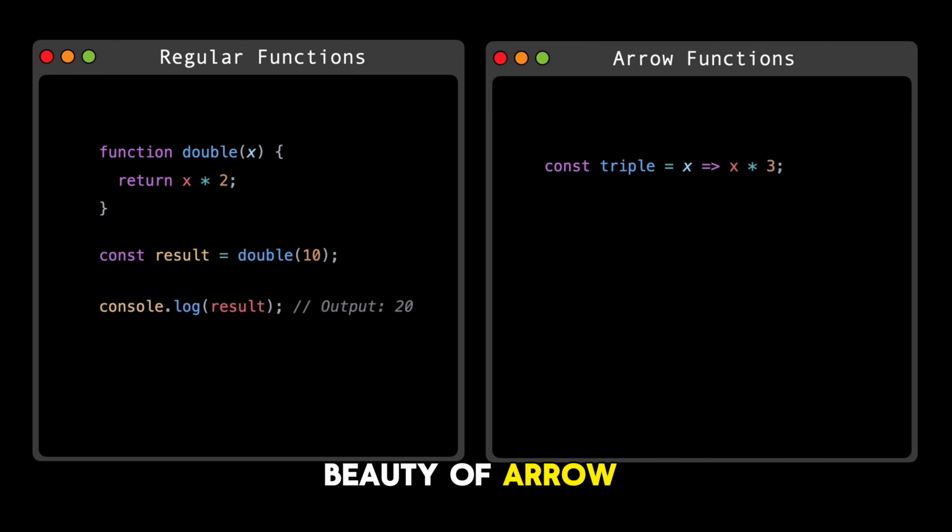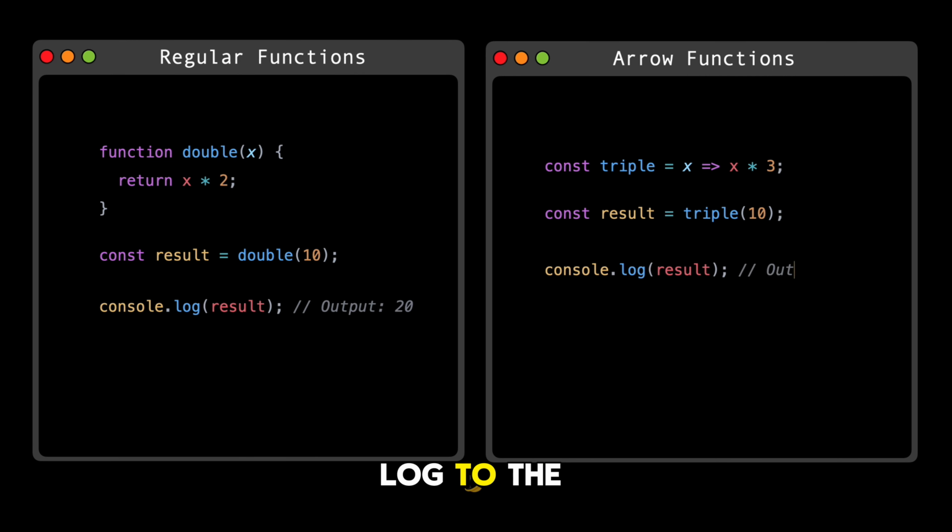This is the beauty of arrow functions. When there's only one expression to evaluate, and that expression should be returned, the return statement can be omitted. This only works if the function body is written without curly braces. We invoke triple with 10, and it implicitly returns 30, which we then log to the console.